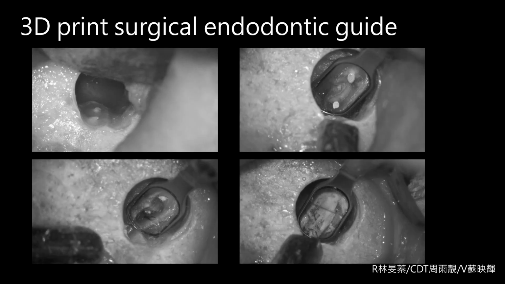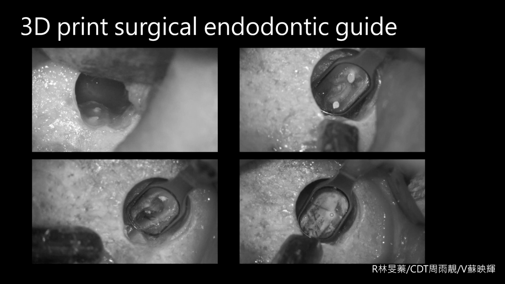Okay. So as you can see, this is the procedure we go through. We use the 3D print guide to open the bone plate and directly resect the root end. And we can see the two gutta percha we previously filled here, and we do the ultrasonic retrograde operation. And the isthmus between the two root canals, we also prepared.